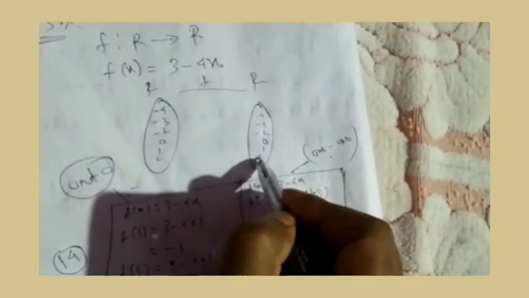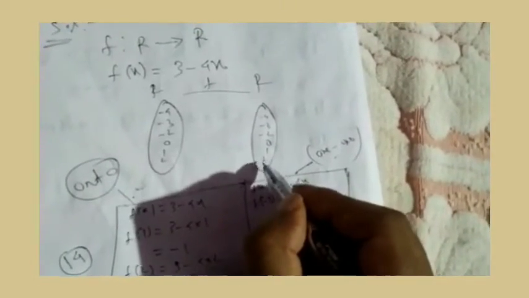In place of x you can put any number. First of all, I have put minus 3, so 3 minus 4 into minus 3 gives 15. So after 2 you can write the numbers, because they are real numbers. In the codomain 15 also exists. Put minus 2, then you will get 11. 11 also exists. Any value you can put in place of x, but you will get a real number.